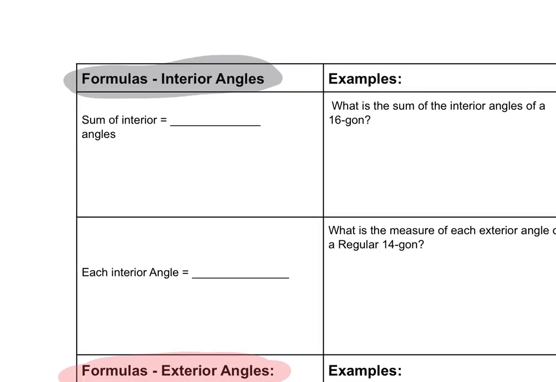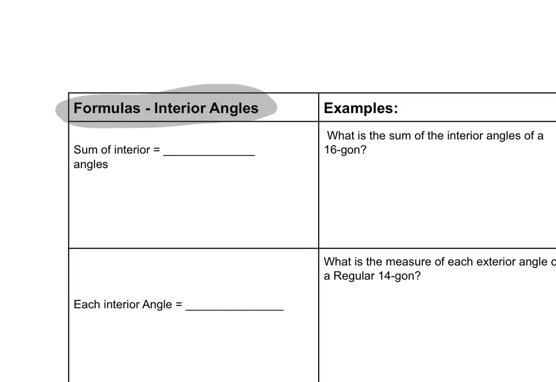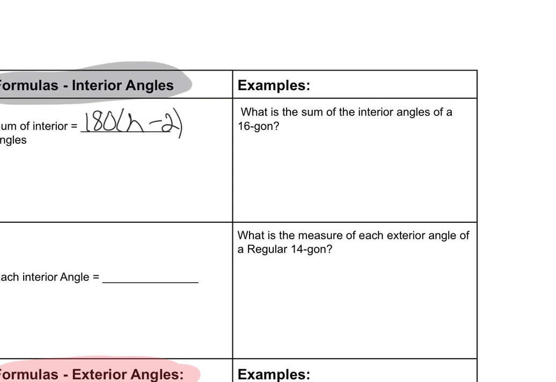So just remember the sum of the interior angles. A lot of our formulas are based off of this. We take 180 and multiply it times n minus 2. The sum of the interior angles of a 16-gon just means that n equals 16. So we would say 180 times 16 minus 2, and we would get 2,520 degrees. A 16-gon has a lot of sides, so the angle measures it adds up to is going to be pretty high.